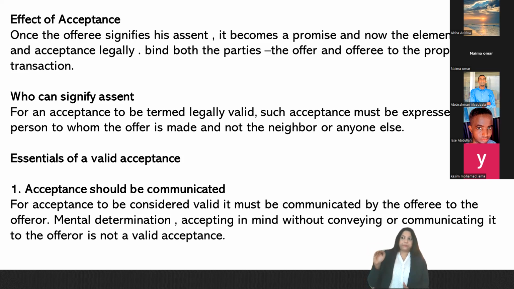Like, for example, A offers to marry B, and B just keeps it in her mind and does not communicate acceptance. And then A understands that B is not interested, waits for a year, and A gets married to someone else. So B now cannot go back and say, I was having it in my mind. Simple example.